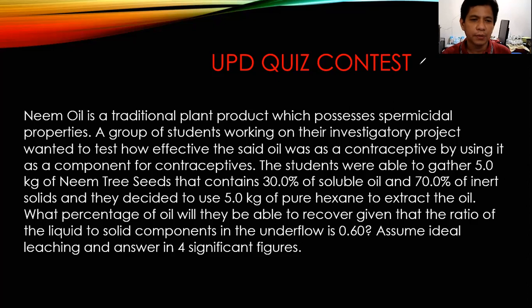Para masolve natin. So let's start by drawing the system. Tandaan nyo naman yung given. Madali lang naman. 5 kilogram, tapos 30% yung oil. Drawing lang muna natin yung system. Tandaan nyo pa ba check out nyo? Parang check out din lang to. Steps ng check out: read the problem, understand the problem. Second, draw the schematic diagram. And then third step, set up the equations. Solve the required.